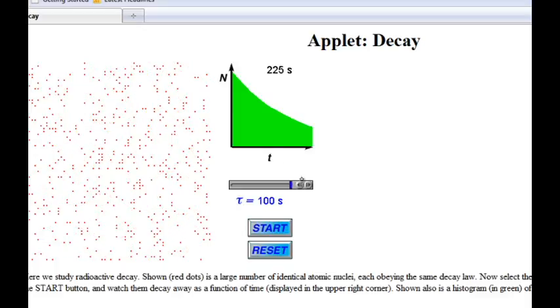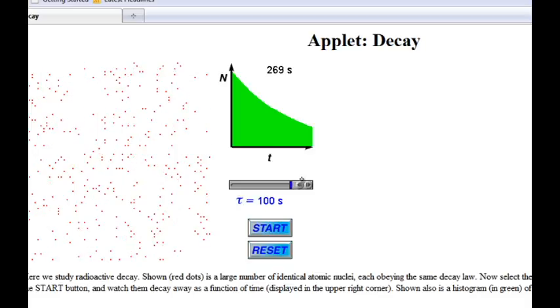So different radioisotopes have different what's called half-lives. They can be very, very short time spans or very, very long time spans, depending on the radioisotope. They all decay using the same rate law. It's just the time, the unit on the horizontal axis, that will be different. Okay, let's go back.